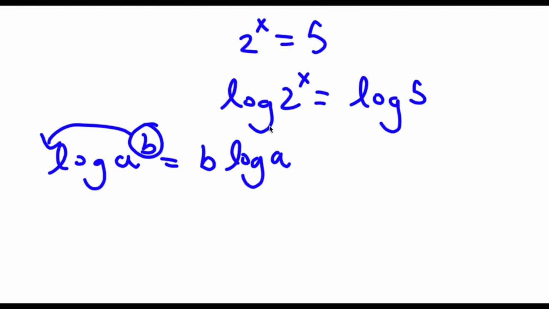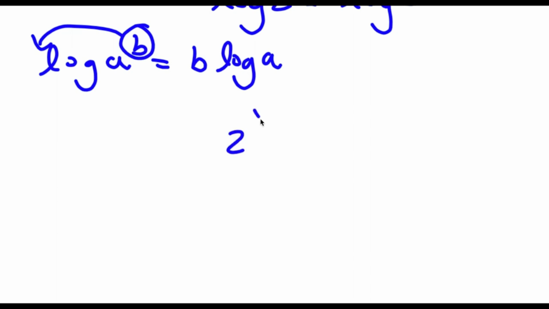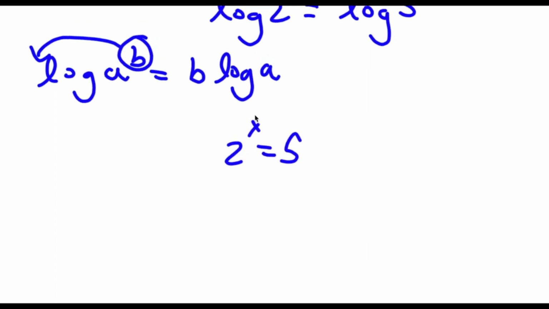And this property is actually so important because, as you can see, right now we have 2 to the power of x is equal to 5. And x here, this is an exponent. And it's going to be really hard to find the value of x without it being a normal term, because x is actually going to be a decimal here.